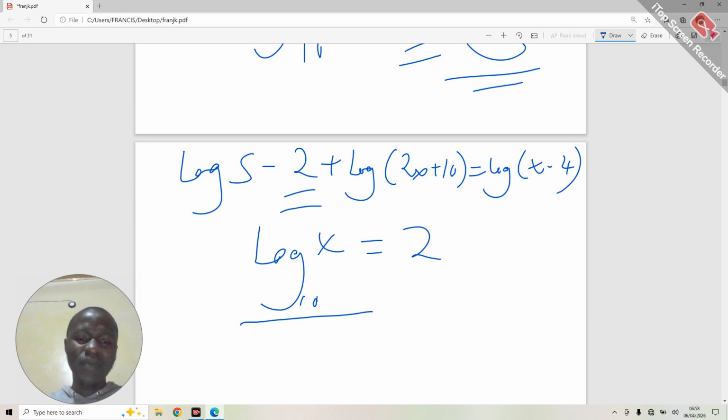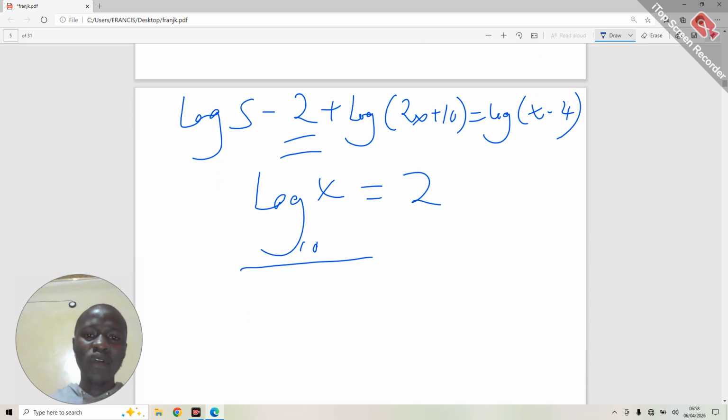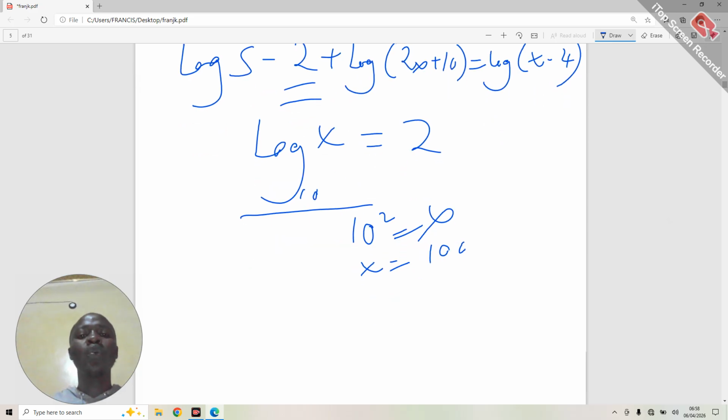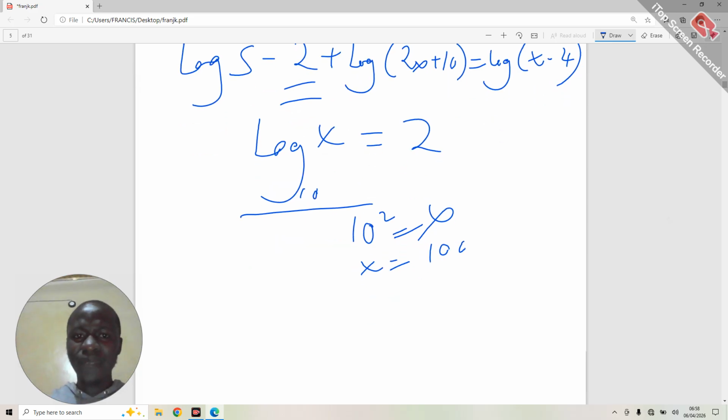So this is the procedure one should use to get the value of x, such that log of base 10 x will be equal to 2. So how can we get the value of x? 10 to the power 2 is equal to x. So what is my value of x? 100. So what does that mean? That 2 can be read in form of a log in this format: log of base 10, 100. Very much easy.